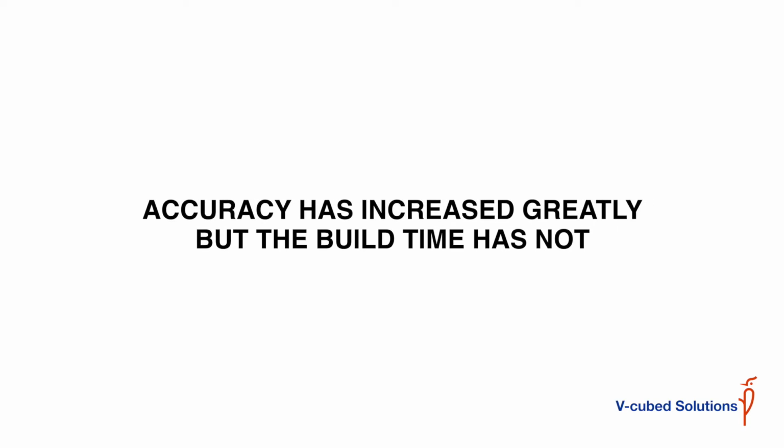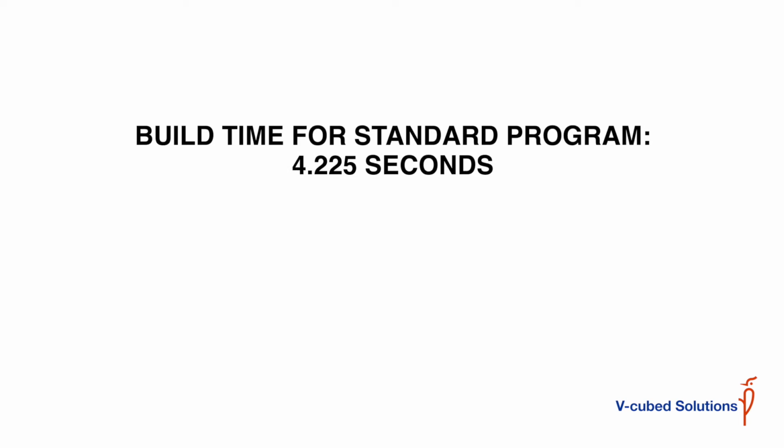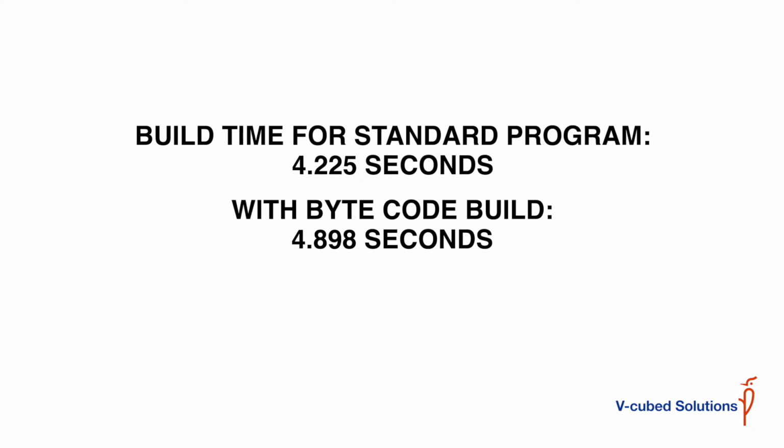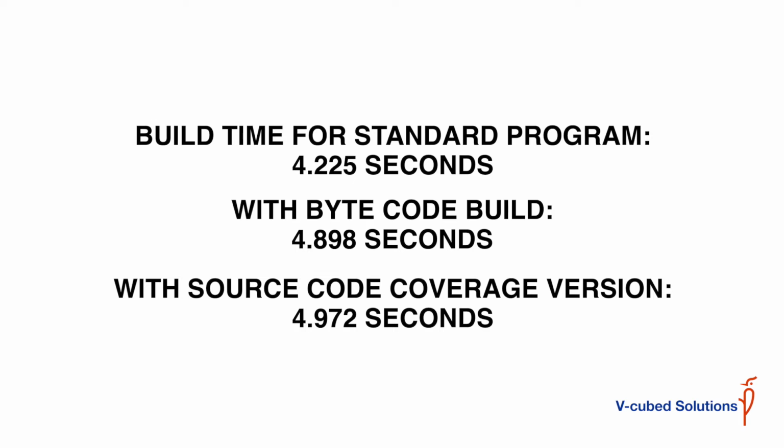Another nice thing about this is even though the accuracy has increased greatly, the build time has not. So usually as the accuracy of the coverage information being collected increases, there is a strong correlation with the build time. So in our benchmarks, the build time for a standard program was 4.225 seconds. With the bytecode build, the build time would take 4.898 seconds. And with the source code coverage version, the build takes 4.972 seconds. So it's a very marginal increase, but a large increase in the accuracy.